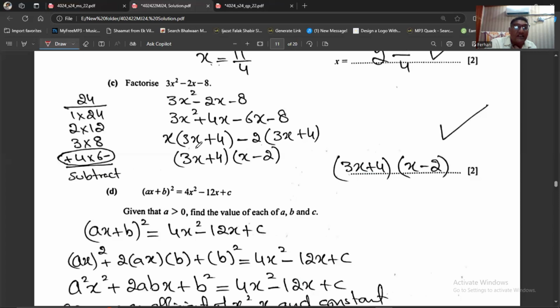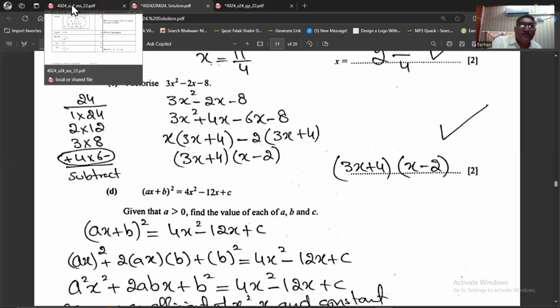So in the bracket, I will have 3x plus 4. From the last two terms, I will take minus 2 common. So in the bracket, you will have 3x plus 4. Now this 3x plus 4 bracket will be taken common. From here, you will have x. From here, you will have minus 2 in the other bracket. So now we have factorized it, 3x plus 4 in one bracket and x minus 2 in the other bracket. So this is how you will factorize it.